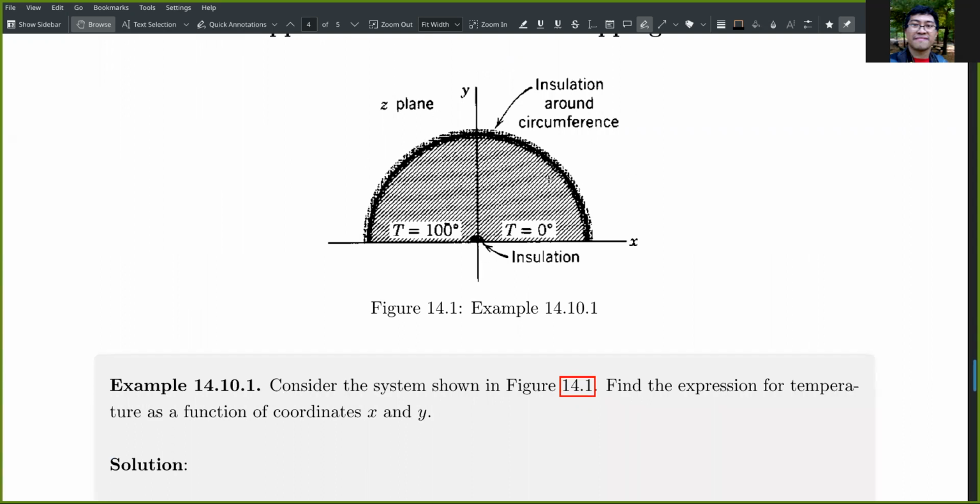You have a system where there's an insulating material around this circumference of a semicircle, but here on this side it's exposed to a temperature of 100 degrees, let's say Celsius. So this is 100 degrees Celsius, and on the other side there's an insulator here. On the other side it's exposed to a temperature of 0 degrees Celsius. Our goal is to find the temperature anywhere here.